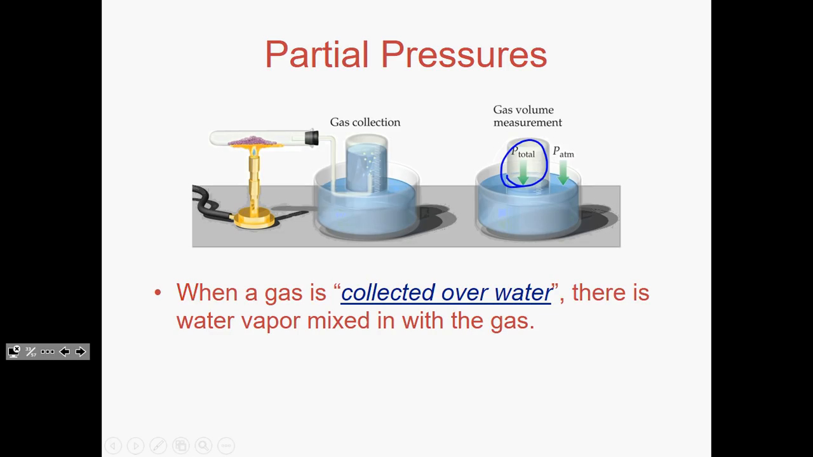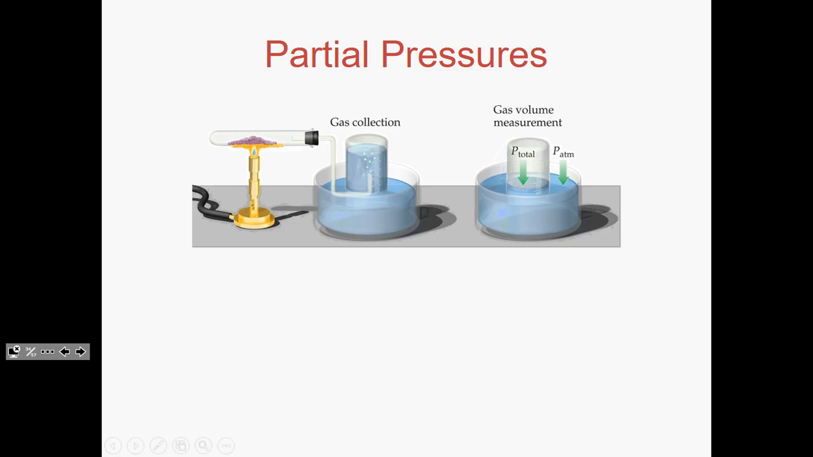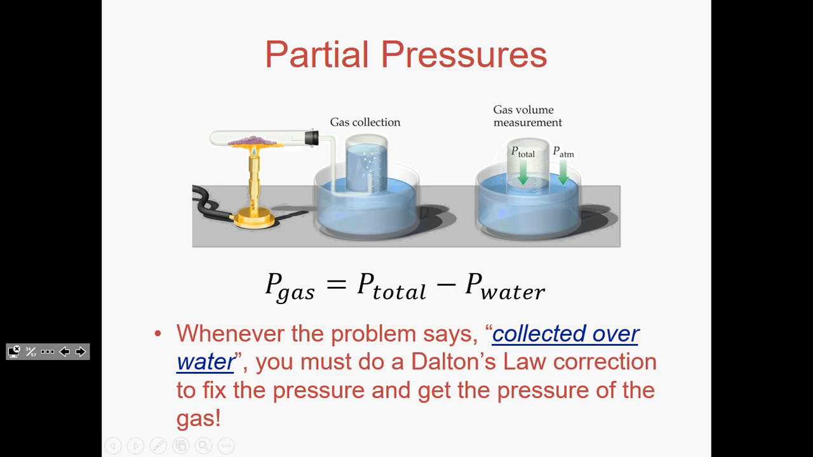And you need to understand, if we measure the pressure of that gas in the beaker, it's not an individual pressure. It's not the pressure of just the gas. It's a total pressure. It's the pressure of the gas we collected plus the pressure of the water vapor that's in there. So we have to do what's called a Dalton's law correction. To find only the pressure of the desired gas, we have to subtract out the water vapor. So since it's a total pressure situation, P total equals the pressure of the gas plus the pressure of the water. So the pressure of the gas would be P total minus the pressure of the water. And every time you see that phrase, collected over water, that means we're going to do a Dalton's law correction. This would actually give us the pressure of the gas we collected.